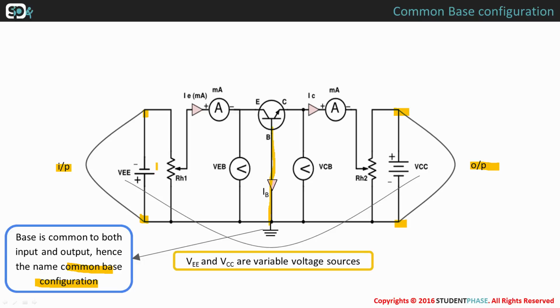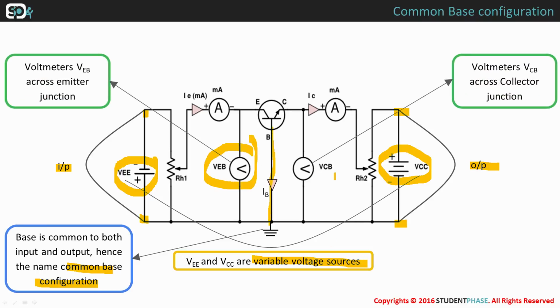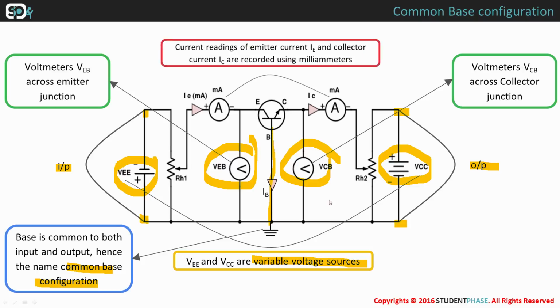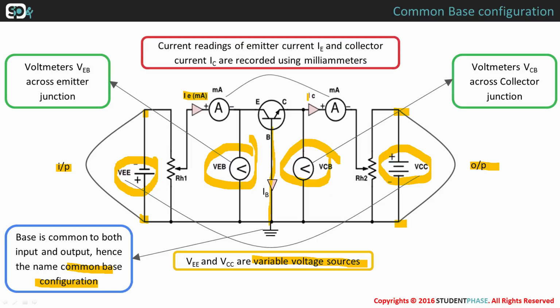VEE and VCC are variable voltage sources. The voltage readings are recorded using voltmeters VEB and VCB between emitter-base and collector-base, respectively, as shown in the figure. Current readings of emitter current and collector current are recorded using milliammeters, as shown here. So, this is the basic setup of a transistor in common base configuration.